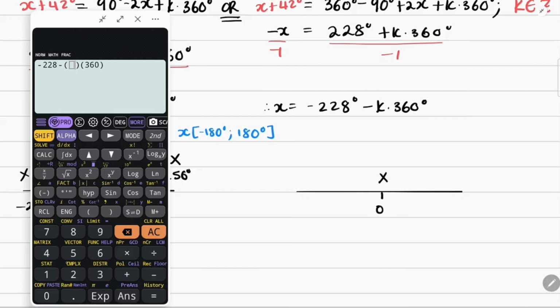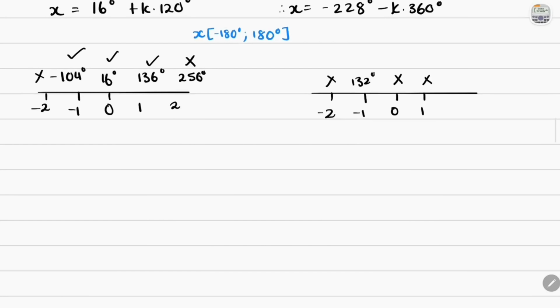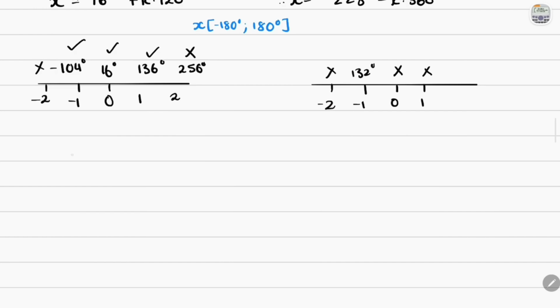So what happens if we try 1? Then we get negative 588 degrees, which is too far beyond, too small. So we can't accept that. Let's try negative 1. We get 132 degrees. And if you try 2, you see that that's already beyond it. Negative 2 doesn't work. Oh, it's not actually a repeated solution. So from this, these are our answers.